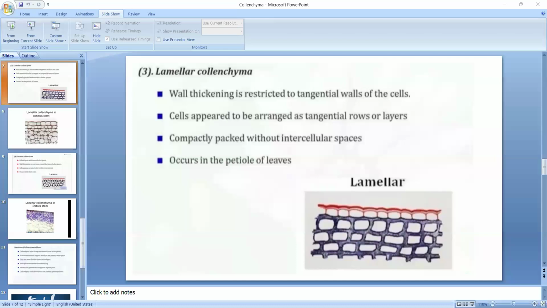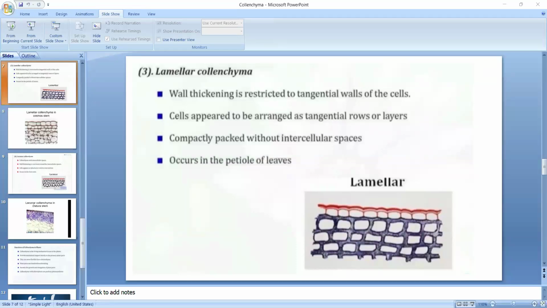Yes madam. Okay, so lamellar collenchyma, the thickening is restricted to the tangential walls of the cells. See here, tangential walls. The cells are arranged in tangential rows. See the row arrangement in the first one, second one and third one. As a result, the tissue appears like a plate or a band. How does it look to us? Like a plate or a band.